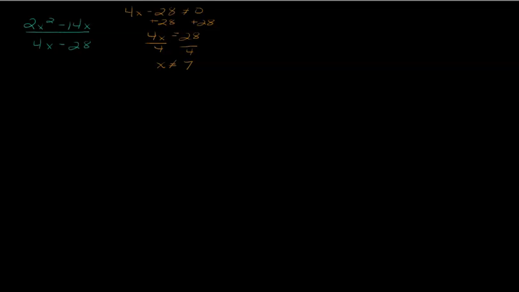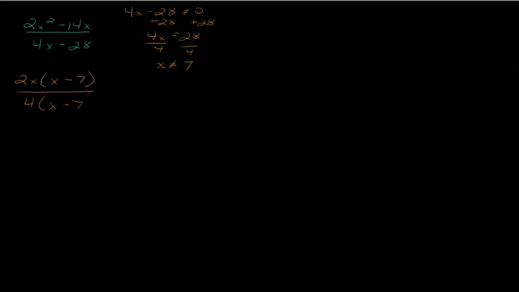Now let's factor both the top and bottom. What can we factor out of the top? We can factor out a 2x. So 2x squared divided by 2x would just give us an x. 14x divided by 2x would just be a 7. On the bottom, what can we cancel out? Our greatest common factor would just be 4. 4 goes into 4 and 28.